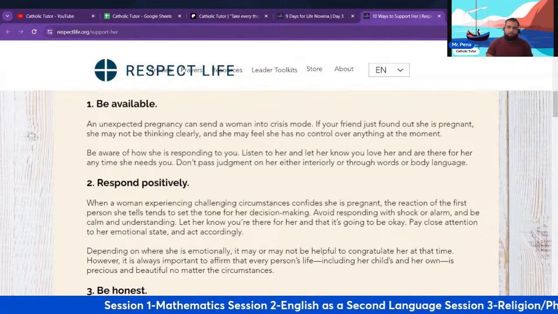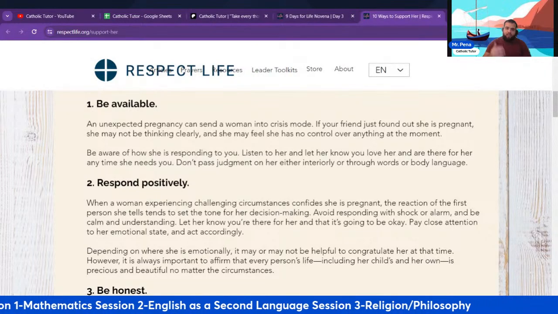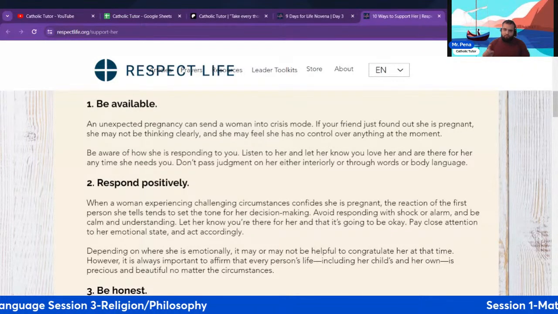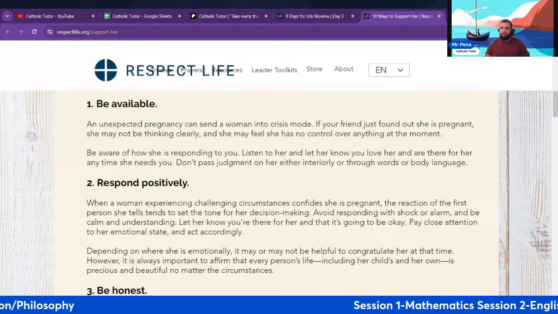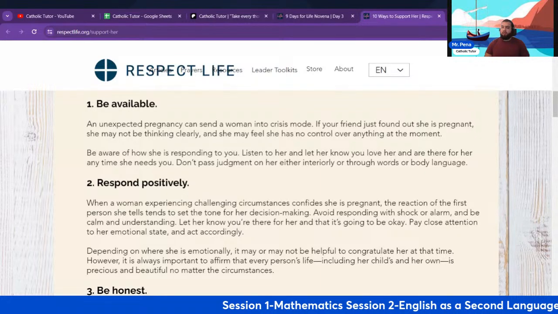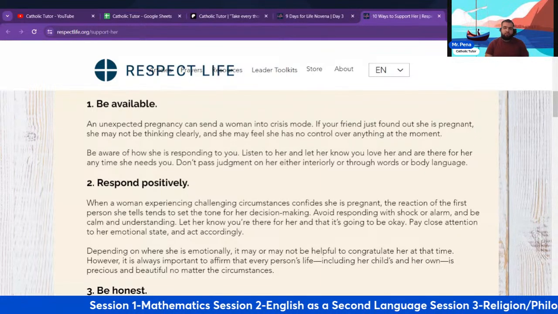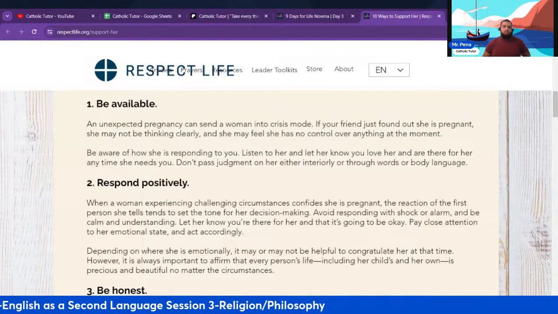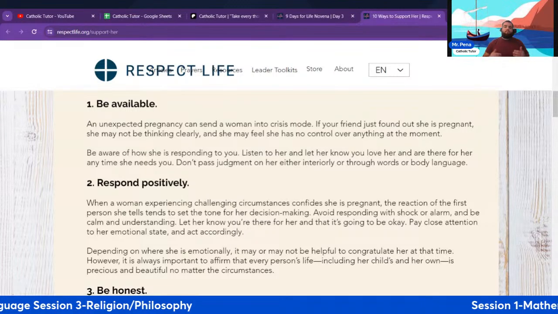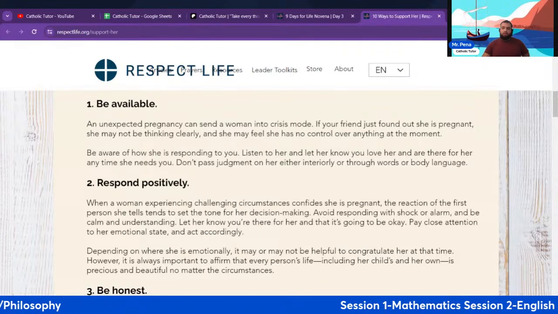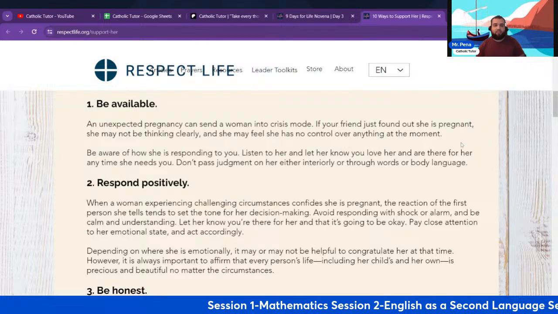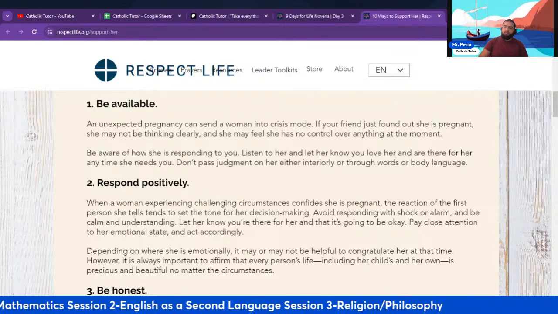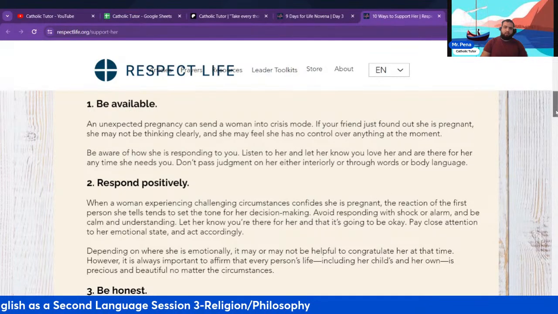Be available. Number 1, be available. An unexpected pregnancy can send a woman into crisis mode. If your friend just found out she is pregnant, she may not be thinking clearly, and she may feel she has no control over anything at the moment. Be aware of how she is responding to you. Listen to her and let her know you love her and are there for her anytime she needs you. Don't pass judgment on her either interiorly or through words or body language.